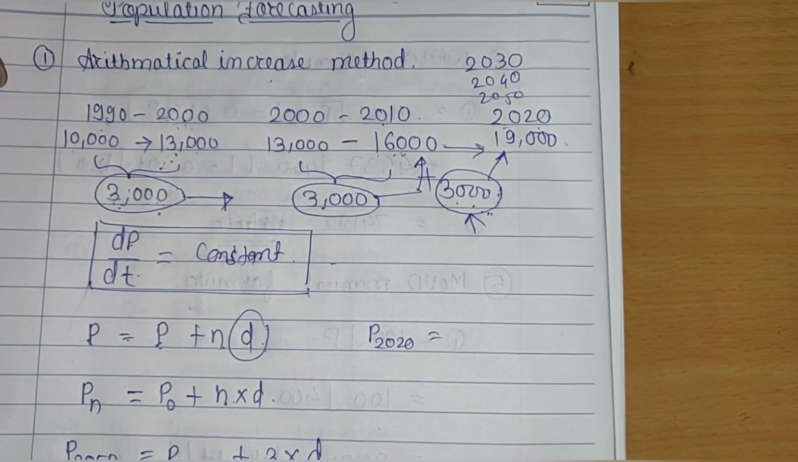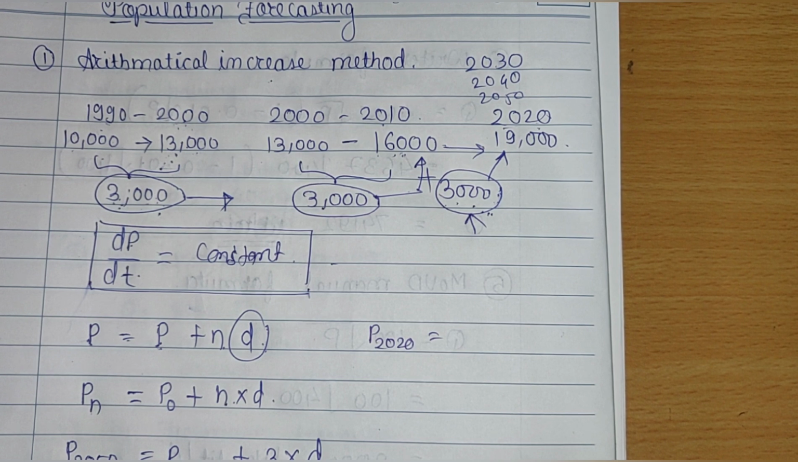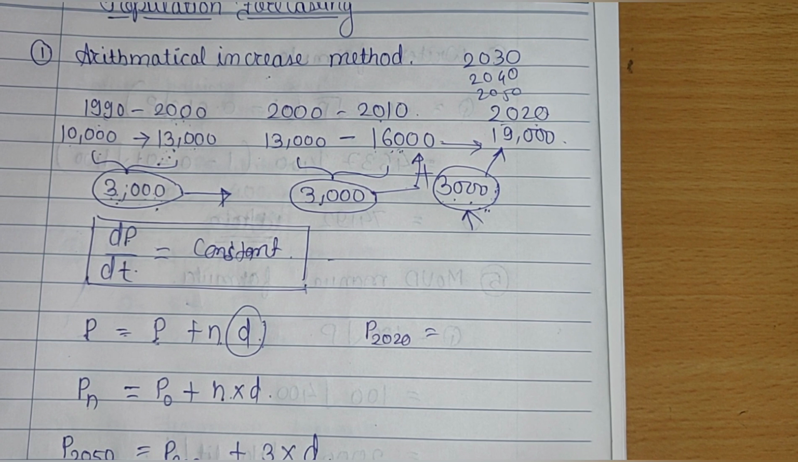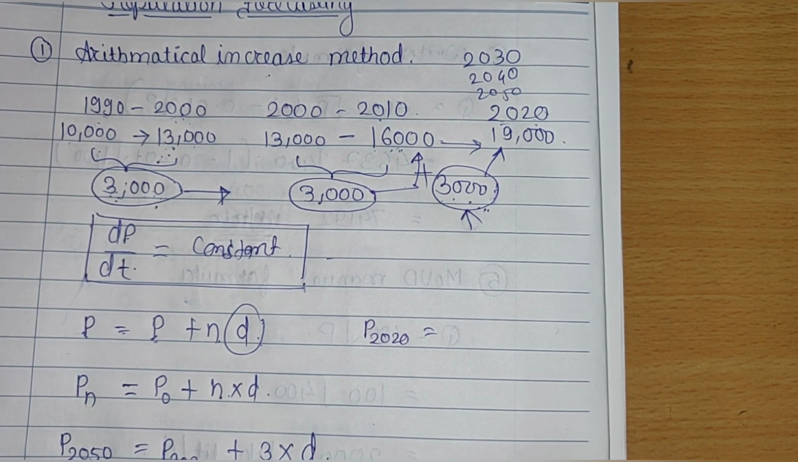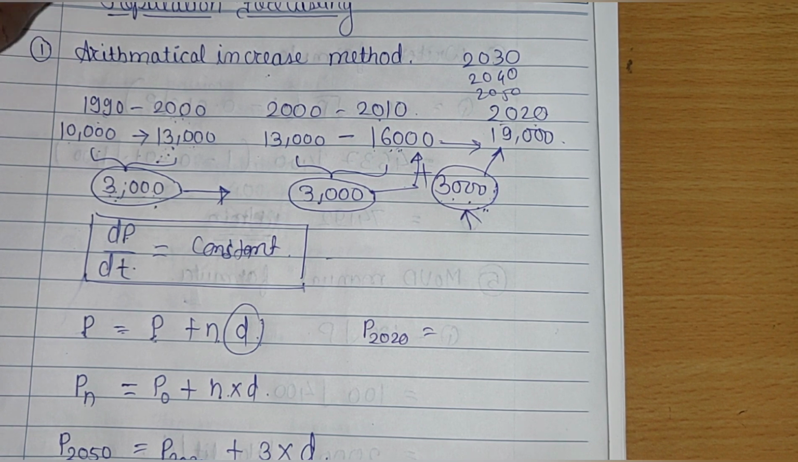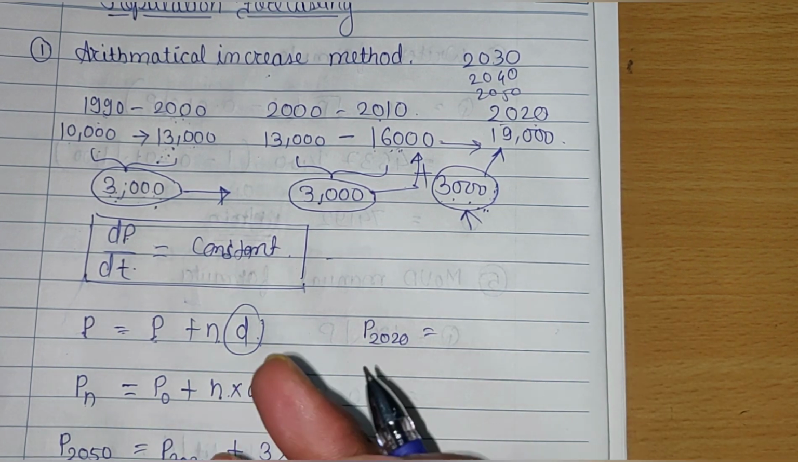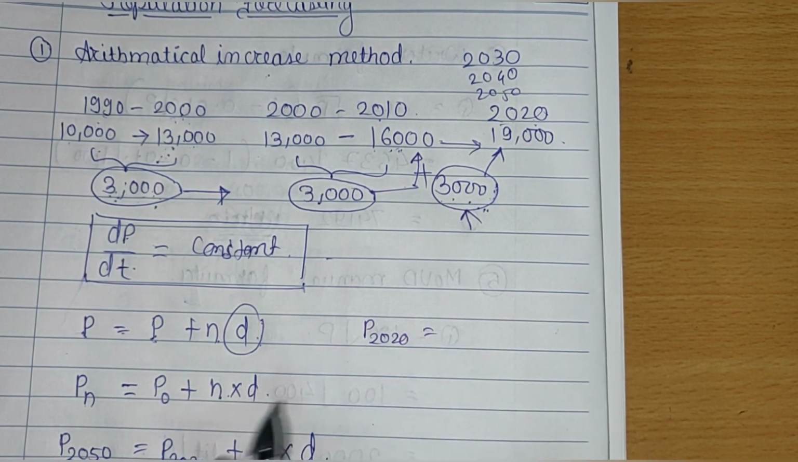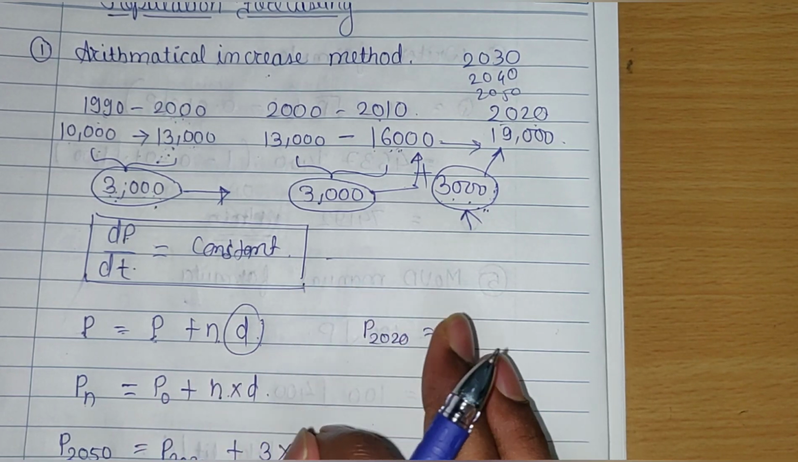For example, let's say a developed city. In a developed city the development is almost done. For that reason, in a developed city there is less chance of migration of people, or less chance of increase in the population. In that case, for a developed city, this arithmetical increase method is suitable.